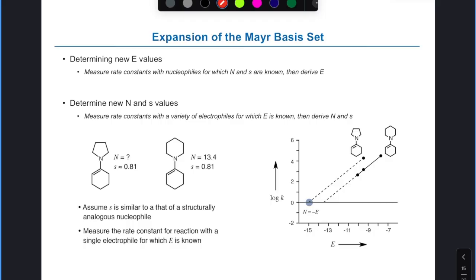How do you go about building a new E or N value? So the way you would do it is one of two different ways. Let's say we have a new electrophile. How are we going to assign that electrophile a new E value?